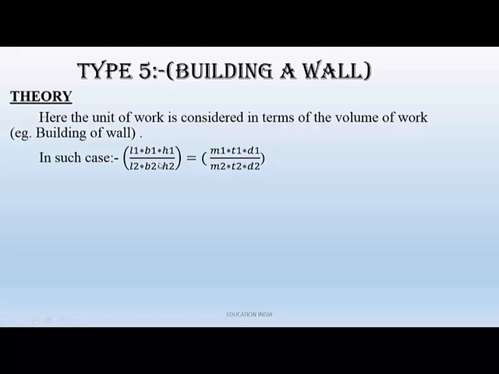That's L into B into H, definitely. Let's assume that there are M1 men doing a work for T1 hours and for D1 days. So M1 men doing T1 hours of work for D1 days would complete a wall of length L1, breadth B1 and height H1. Similarly, M2 men working for T2 hours for D2 days would complete a volume of work, that is building a wall of length L2, breadth B2 and height H2. So the ratios equate to each other. We have a short example here.